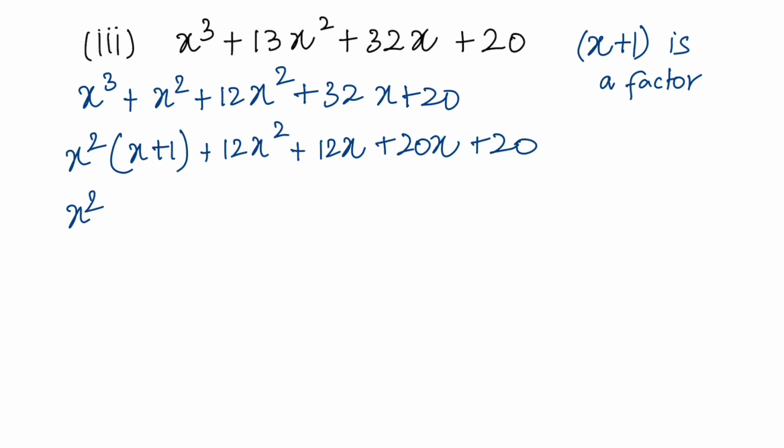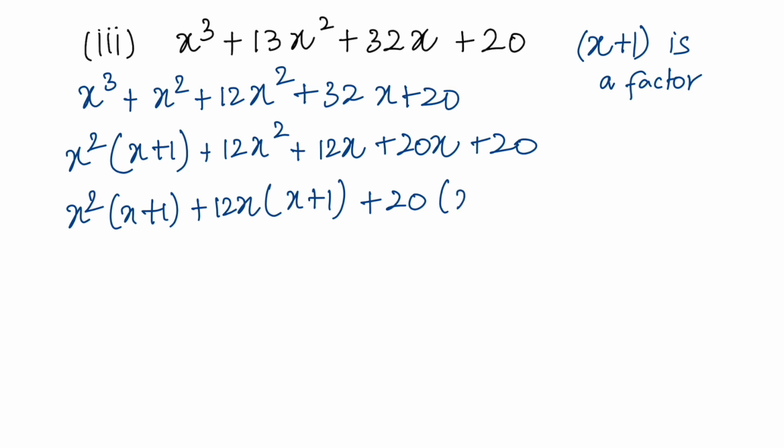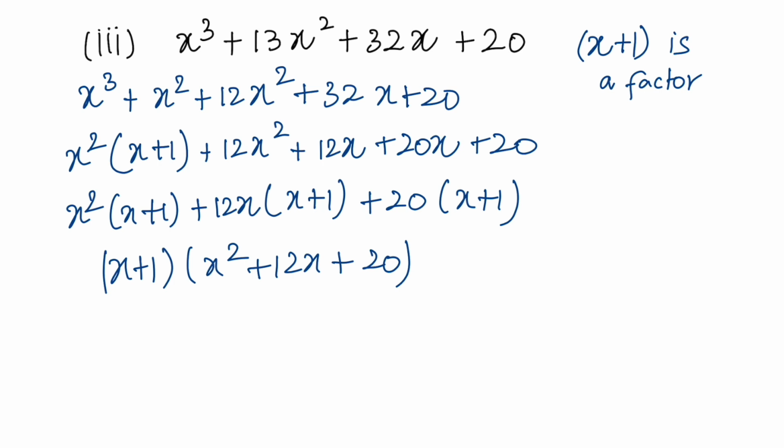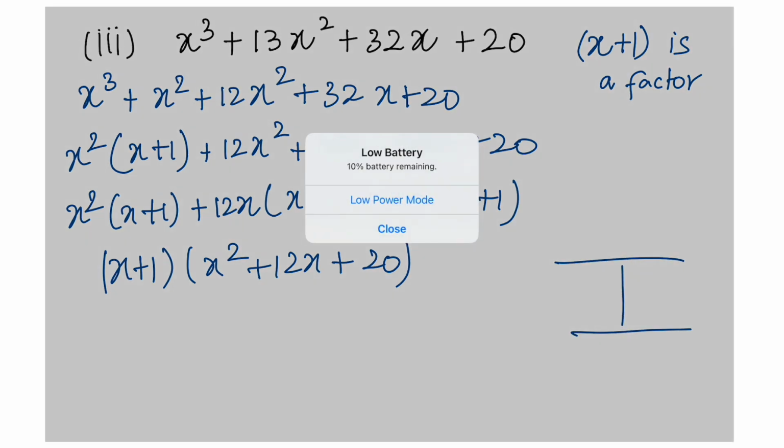Now in the next step we are going to take that common as well. So 12x squared plus 12x, if you take 12x as a common factor, that gives you x plus 1. And in the last two terms, if you take 20 as a common factor, that gives you x plus 1 as well. Now from all these terms you can take x plus 1 as a common factor, so that leaves you with x squared plus 12x plus 20. Now we just have a quadratic polynomial that can be solved using the splitting the middle term method.